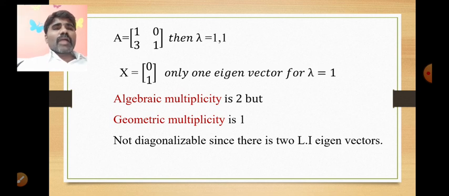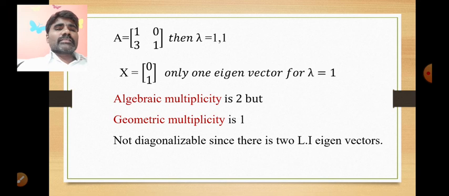For λ = 1, we substitute in (A - I)x = 0. The first row will become 0, and from the second row, 3 into x equals 0, we will get x will be 0 and y is any. That's why the eigenvector is only (0, 1). Only one eigenvector we get for λ = 1. That's why the algebraic multiplicity of λ is 2, geometric multiplicity of λ is 1.